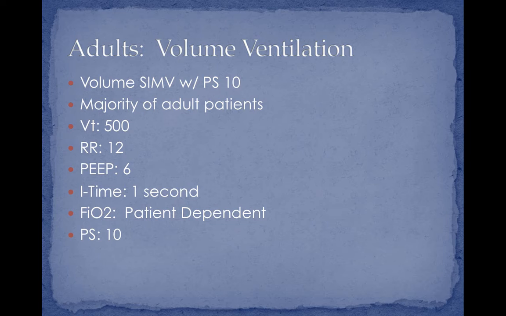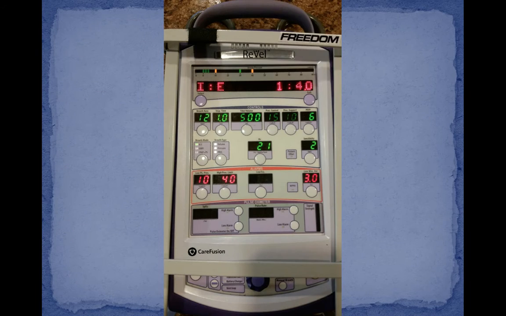FiO2 is patient dependent. You're going to have to titrate that dependent on your patient's need, and we're going to always offer at least a pressure support of 10 centimeters of water. We might go up from that. Troubleshooting pressure support and other things is discussed in a different podcast. For those of us that are using the Revel, when you turn on the Revel and you say adult intubated go, this is what you get.